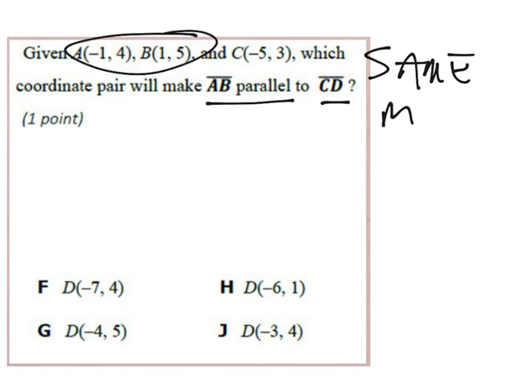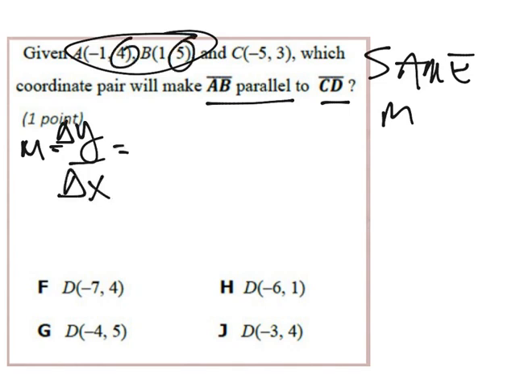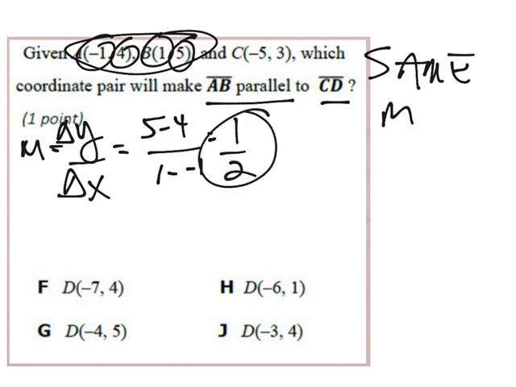So first I'll take these here, and of course slope is equal to delta y over delta x. This is equal to the change in y, so 5 minus 4 equals 1. And then we'll take 1 minus negative 1, which is the equivalent of adding 1, so that'd be 2, a positive 2. So now we have to take this one here and figure out which one of these will work.